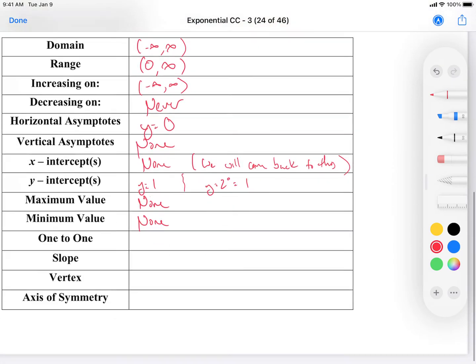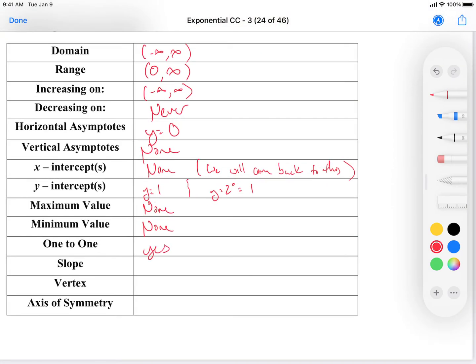Now, if you remember from last unit, this means this function is one-to-one, so we actually have an inverse. Because it's one-to-one, we know an inverse is going to exist. What do you think the equation for that is?